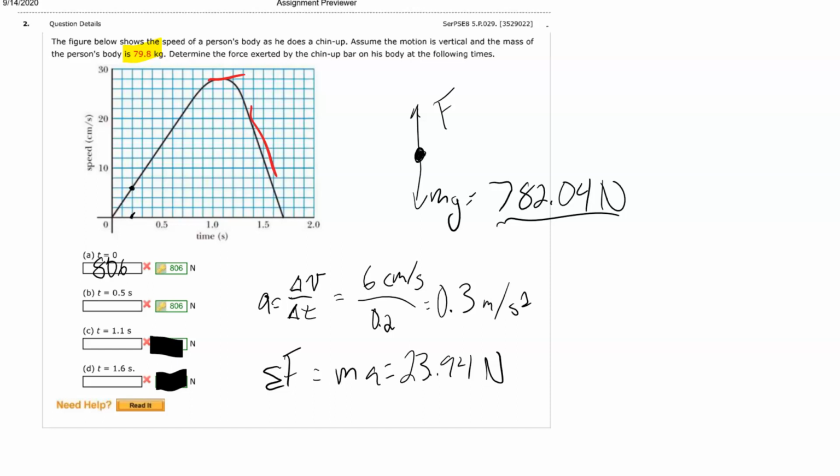And in case you want to see the answers with my numbers, here are the answers for part C and part D.